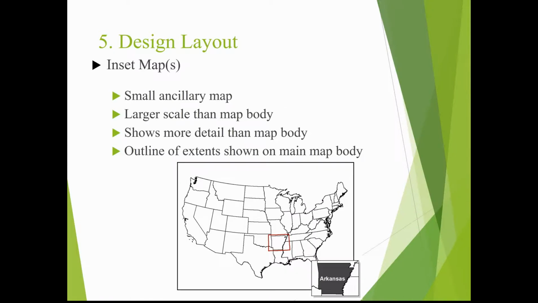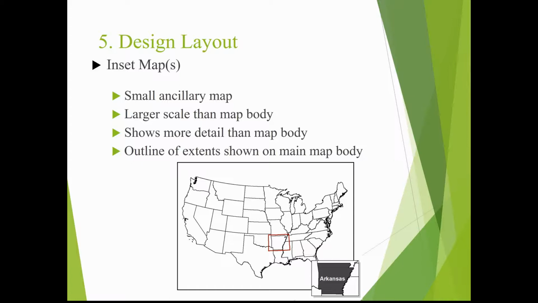Inset maps, or small ancillary maps that have a larger scale than the main map body. The role of an inset map is to show more detail in a map body of a smaller geographic area. On this illustration, the United States of America is the main map body, and the smaller map of Arkansas in the lower right-hand corner is the inset map, which is showing a smaller area in more detail.